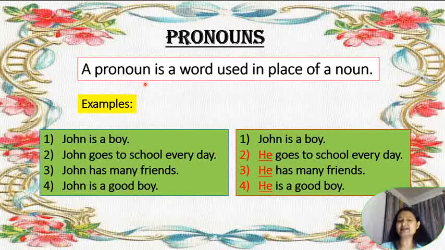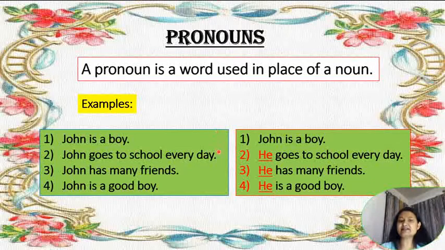Okay, so let's see some examples. John is a boy. John goes to school every day. John has many friends. John is a good boy. So you can see I have written John in every sentence. Now this John is a noun. It's a name of a person, and so I should not repeat John again and again. Instead of John, what should I write? I should write a pronoun.